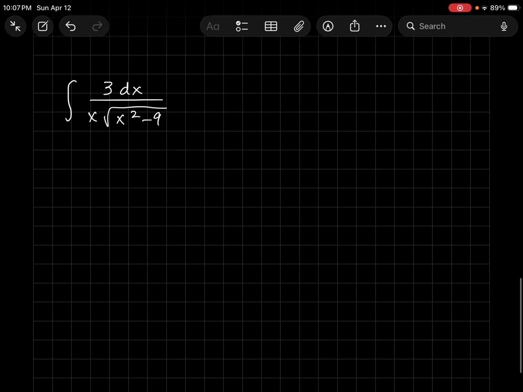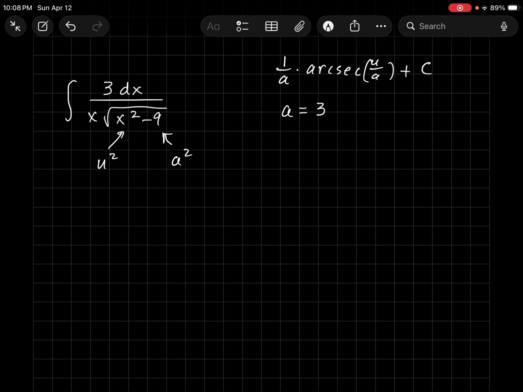One more that we need to recognize as an arcsecant. So my form should end up being 1 over a times the arcsecant of u over a plus c. So our a is 3 because a squared is 9. And then our u is x because u squared is x squared.